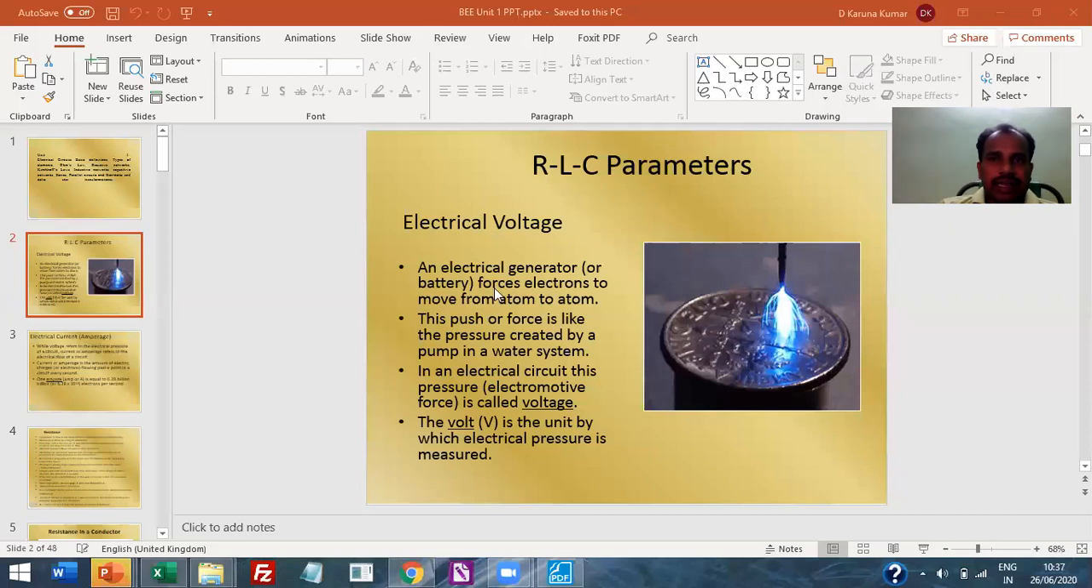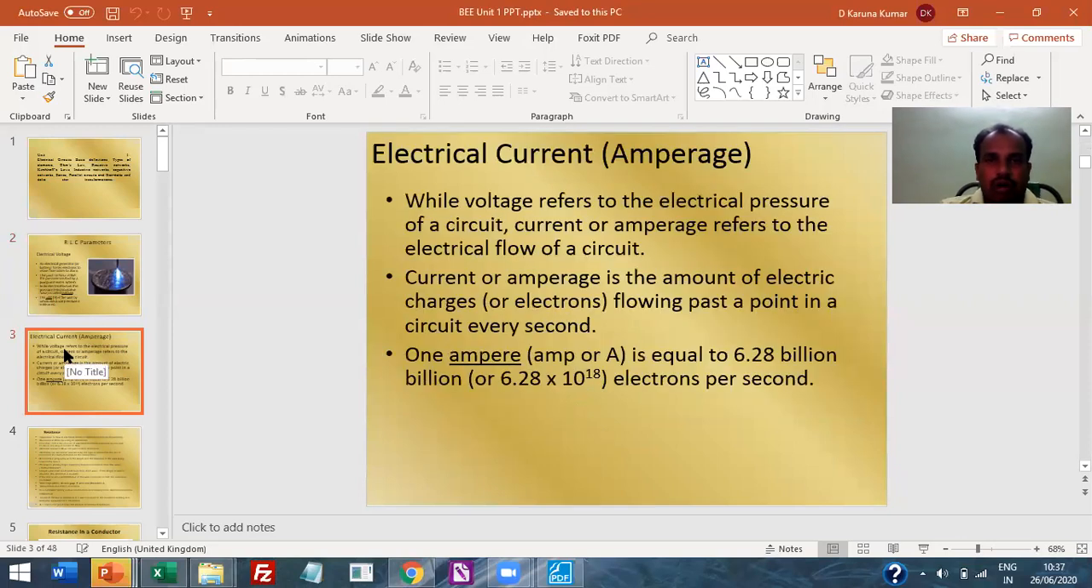Now Ohm's law, I is equal to V by R. Here I equal to current, V equal to voltage, and R equal to resistance. Voltage means the potential difference between the 2 points is called a voltage. The unit of voltage is volts. The next one is current. The current is the flow of electrons. The flow of electrons is called current.